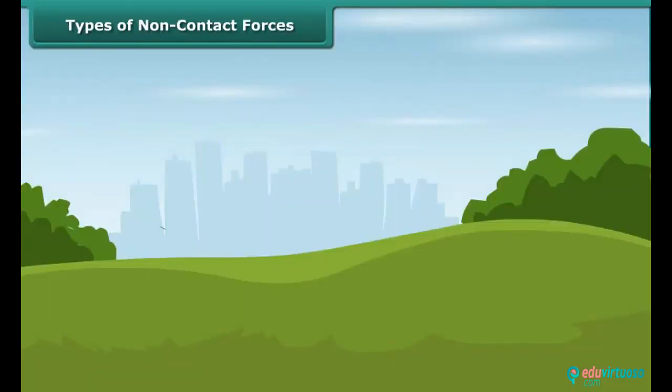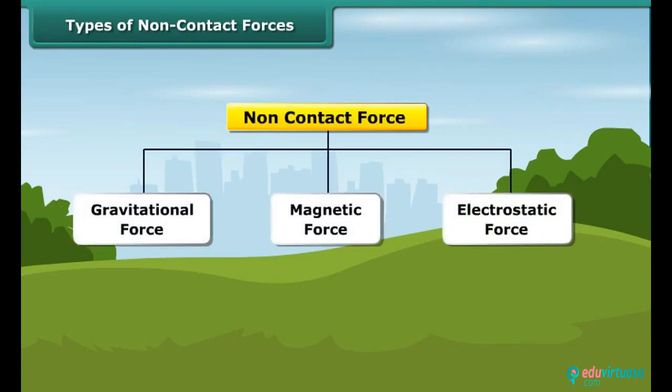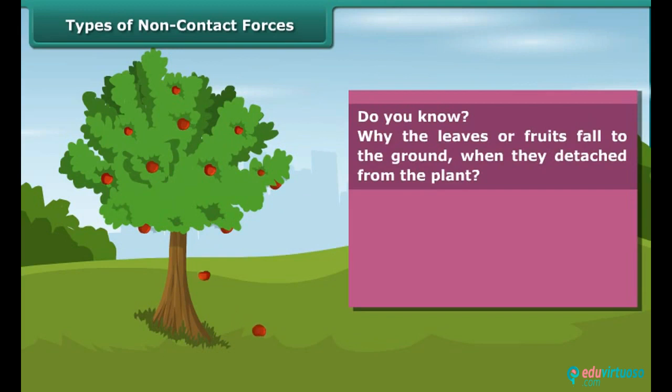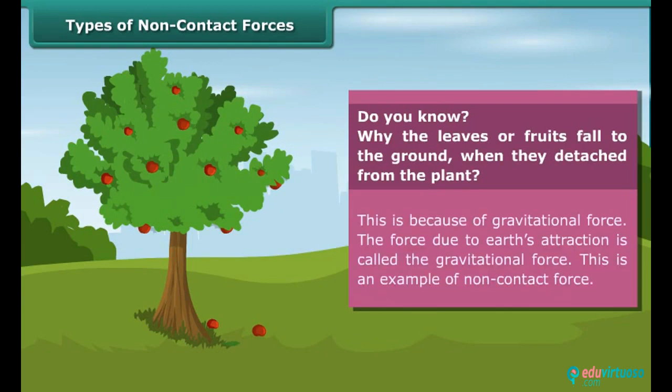Types of non-contact forces. The types of non-contact forces are gravitational force, magnetic force, and electrostatic force. Do you know why the fruits fall to the ground when they're detached from the plant? This is because of gravitational force. The force due to Earth's attraction is called the gravitational force. This is an example of non-contact force.